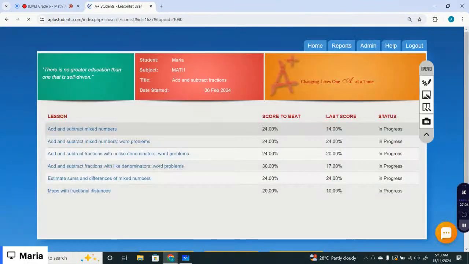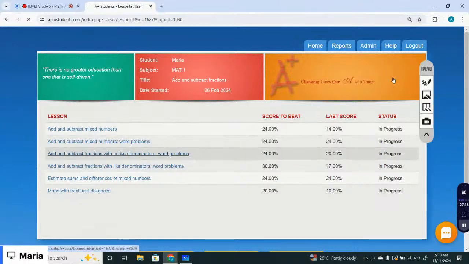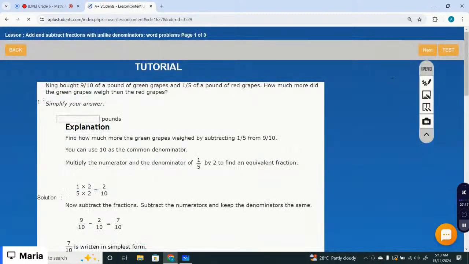The next lesson is add and subtract mixed numbers word problem. You can do the mixed numbers word problem on your own. Let's just start with the next lesson, that is add and subtract fractions with unlike denominators. That is important. So let's just see how do we add or subtract the unlike denominators, right?